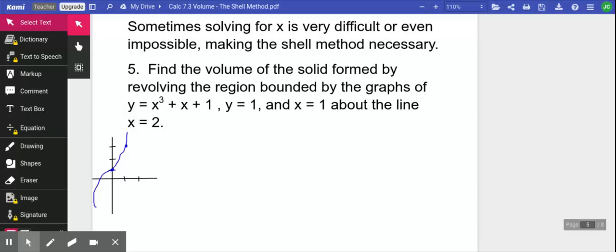All right, so when we're deciding if we want to use disk or shell method, sometimes one method is easier than the other, but they both work. And sometimes one method is actually impossible to do. And we'll see an example of that with number 5 here.